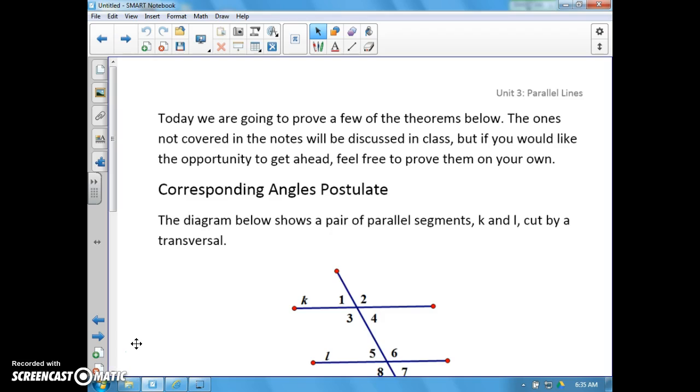Before we can really begin talking about these, we're going to have to prove some theorems. And these theorems are going to establish relationships within these pairs of angles that will be very useful for us in the future. The theorems we don't cover in the notes, we will do in class. But if you would like the opportunity to get ahead, please feel free to go ahead and try them on your own. There is no online Tier 2 activity for this section because we're going to spend the Tier 2 in class doing proofs.